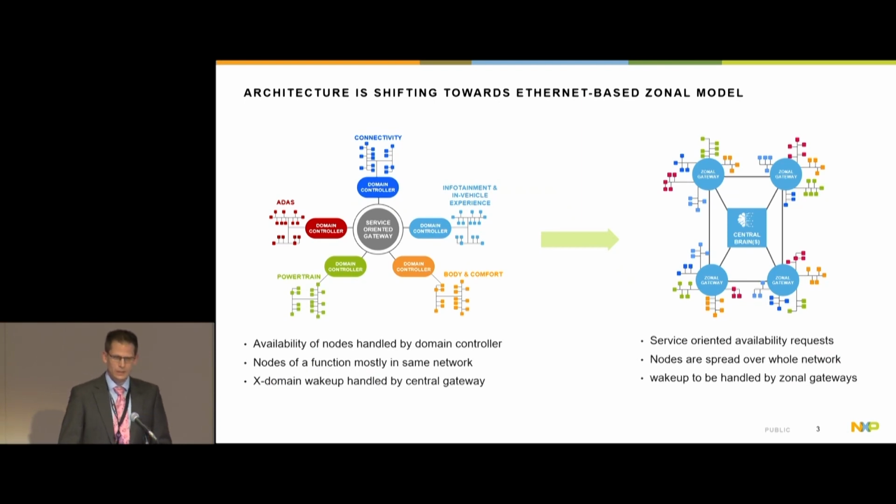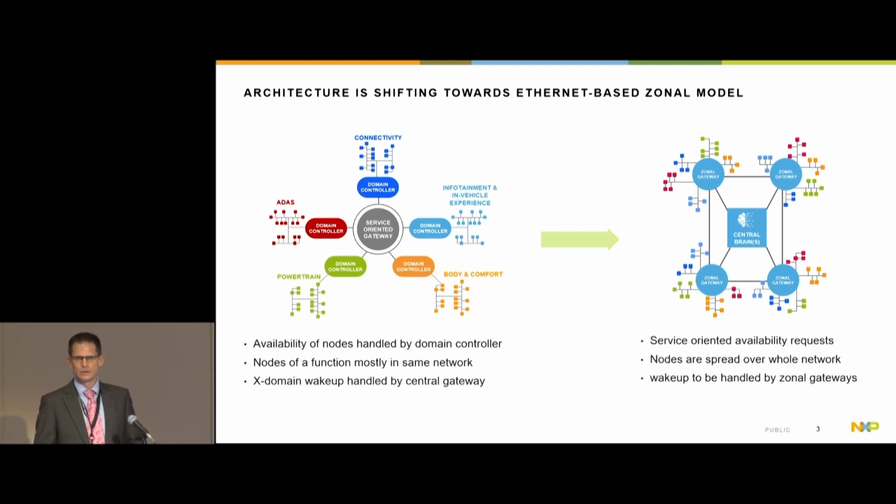If you look at the wake up specifically, then in a domain-based architecture, you have the function itself in the domain, and if you need to wake up something, it's mainly in the domain. So you handle everything in the domain. Only if something needs to be transferred to another domain, then you have the gateway in between. Now if you go to the zonalized architecture, as you see in this picture, the colors which were domain-based before are spread all over the network.